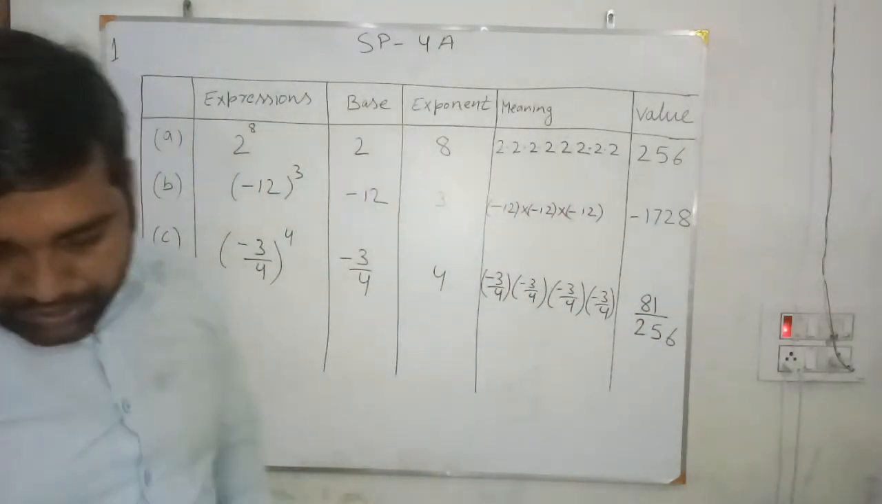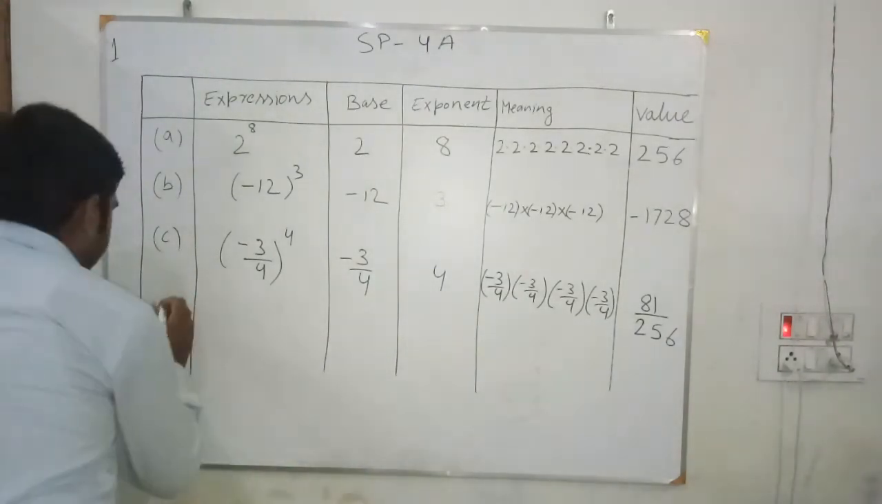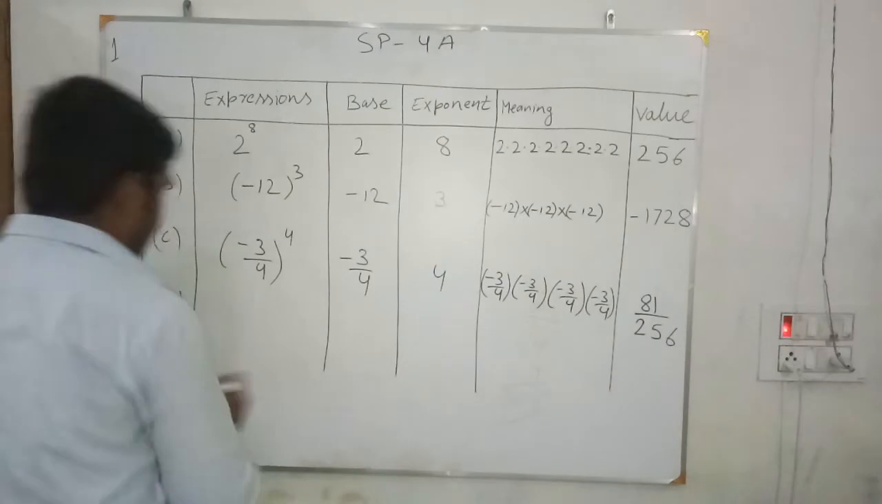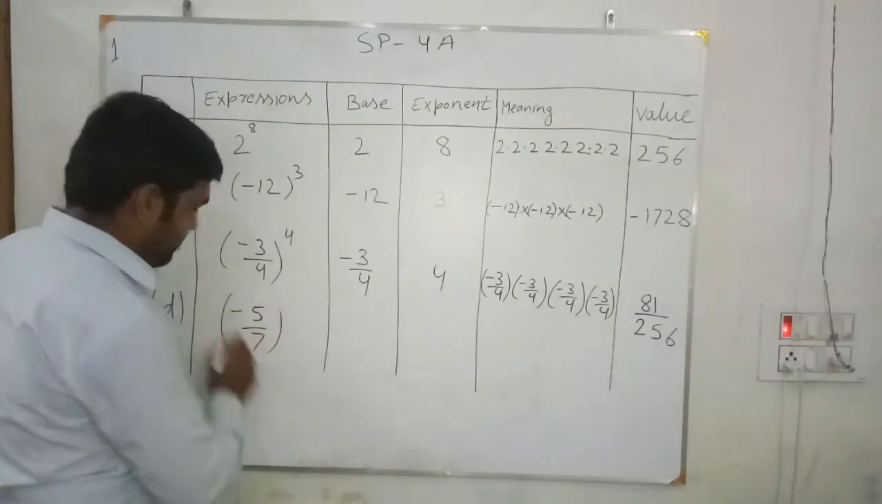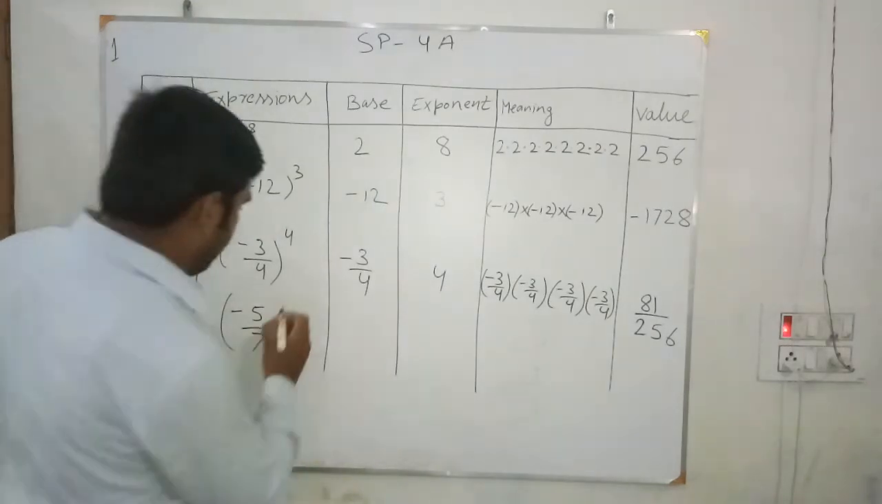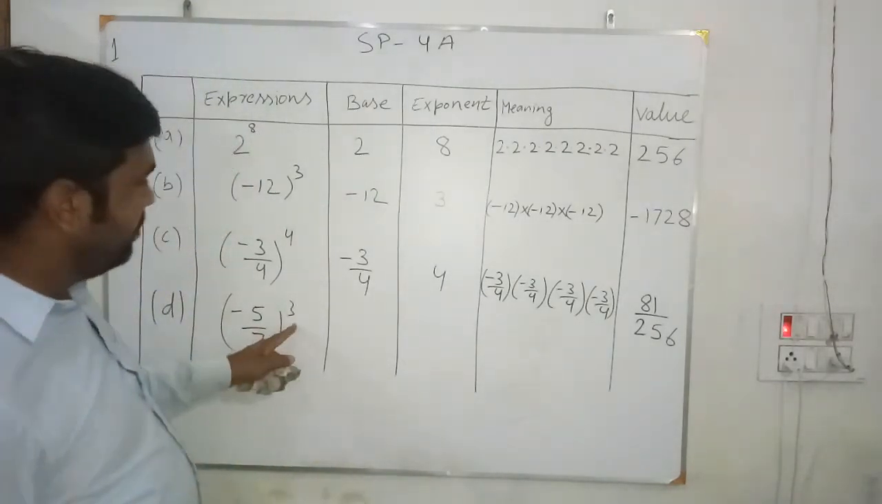Similarly, we do question D: minus 5 by 7, and the power is 3. Again you see, the base is negative and the power is odd, so the value will be negative only.